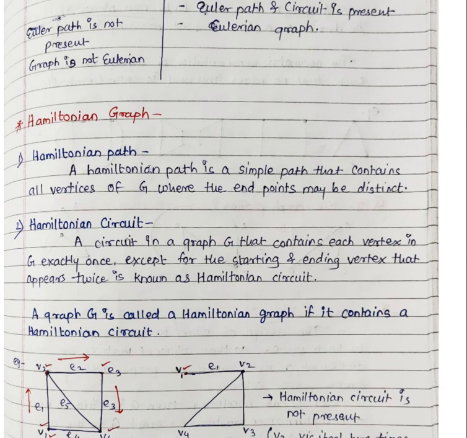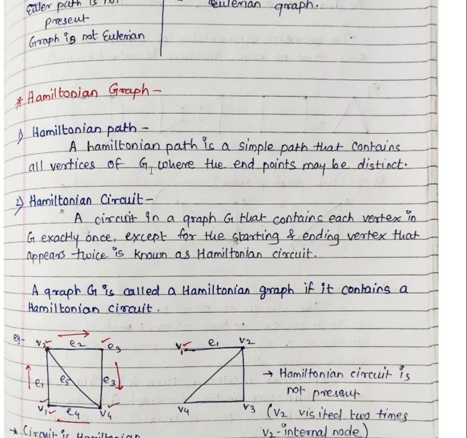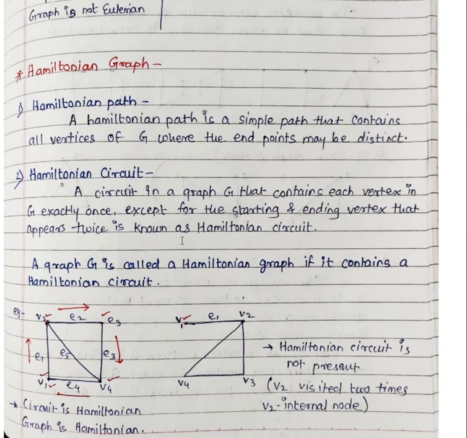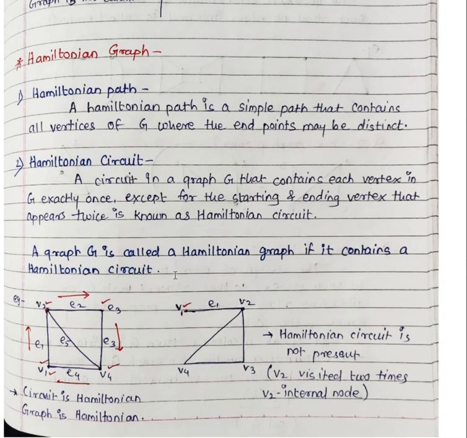So, in a Hamiltonian path, all the vertices must be included, and in a Hamiltonian circuit all the vertices must be included exactly once except for the starting and the ending vertices. And a graph G is called a Hamiltonian graph if it contains a Hamiltonian circuit.